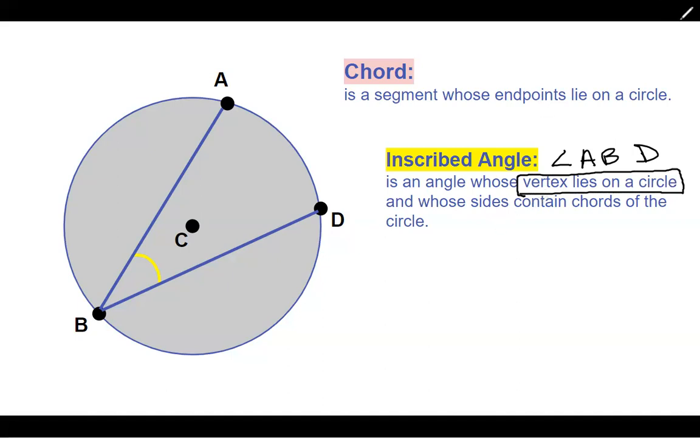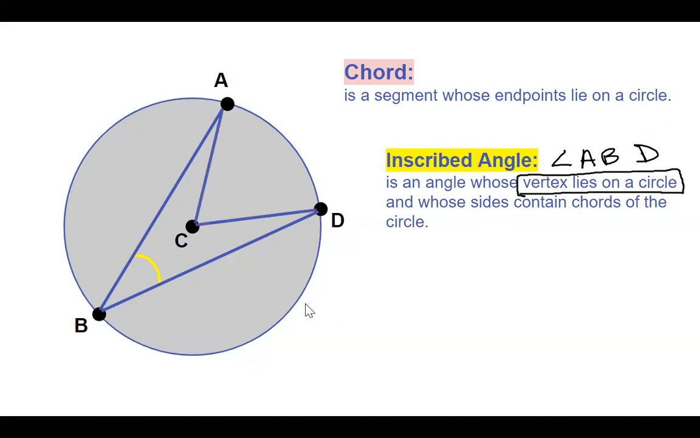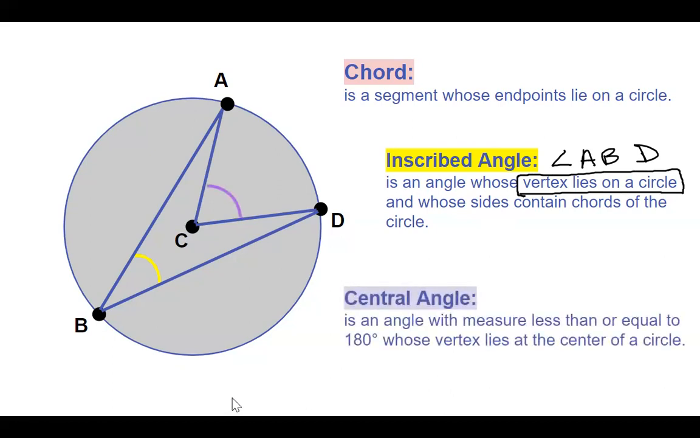Now, what happens if I create more segments? What happens if I create two radii that happen to be on the center? Those types of angles that are created are what we call central angles. The way to remember what they are is by looking at their names: central, center.